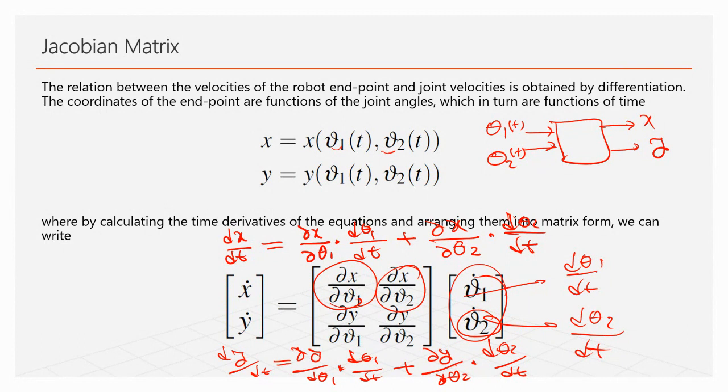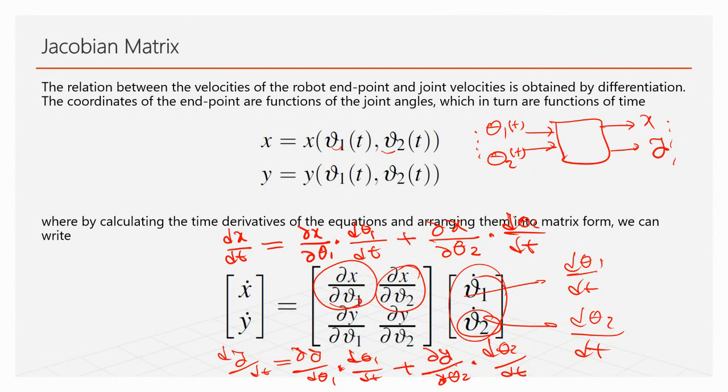Okay, in a system when you have multiple inputs, multiple outputs, and each input itself is a function of time, they're changing over time, and they affect each other and create outputs, you need to use the concept of the Jacobian matrix. You need to have this concept in our case.